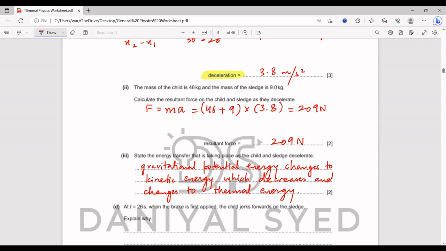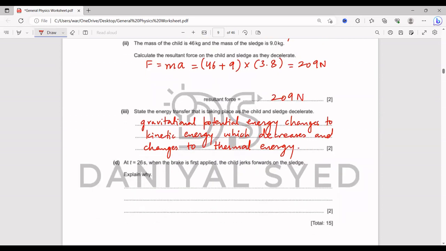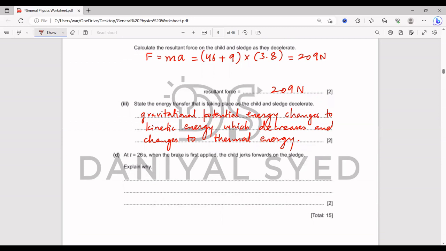At t equals 26, when the brakes are first applied, the child jerks forward on the sledge. Explain why. Because of inertia. So, beta, you apply a braking force in order to change the state of motion into a state of rest. But the inertia resists this change. So because of inertia, the child moves forward, jerks forward on the sledge.